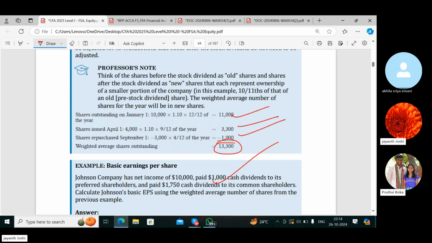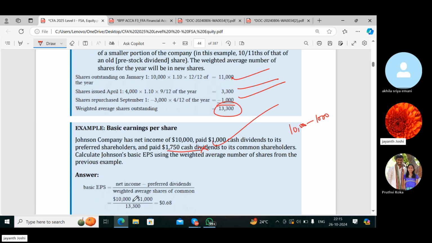So now, 10,000 is the net income. Cash dividend paid to its preferred shareholders, minus. So we don't take this. So minus this, basic, and this is the denominator. So your EPS is 0.68.